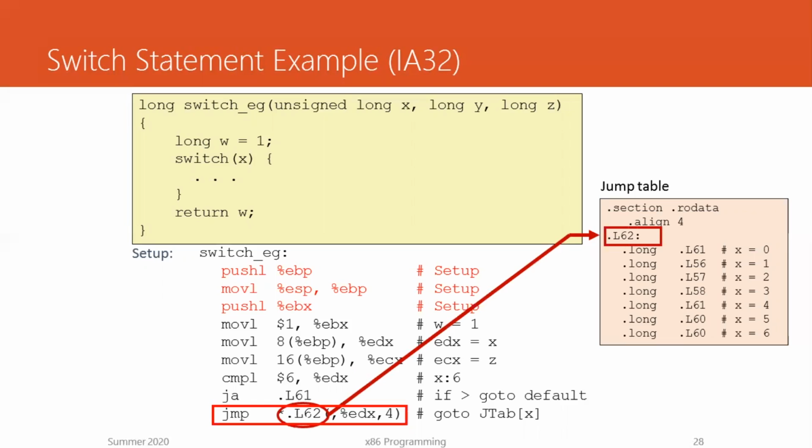Now the value of EDX gets multiplied by 4 because a long word is 4 bytes and is added to this base address. For example, if the value of X is 4, we have 1, 2, 3, 4, and that's the starting address of the code block for case 4. So we are going to jump to this address and execute the block of code corresponding to case 4. Okay. And if the value of x is greater than 6, it jumps straight to default, right?